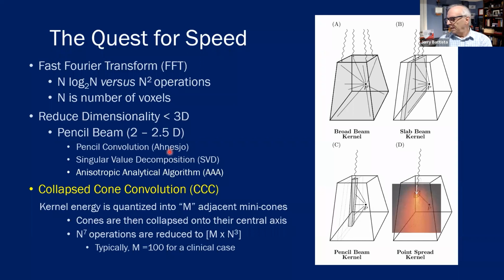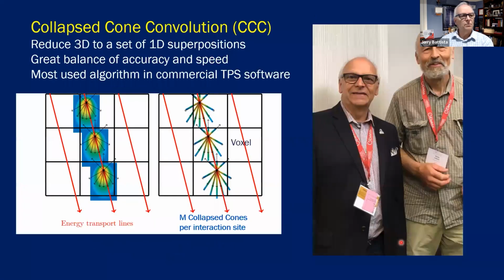So there has been a quest to accelerate convolution calculations, and the best known is the collapsed cone convolution, where the kernel, as shown here, is split into a bunch of mini cones all around. And these cones are then collapsed so that you don't follow the minutia of following all the scattered radiation exactly to every other point. You say, well, it's all traveling along one line at each of these collapsed cones. That looks something like this.